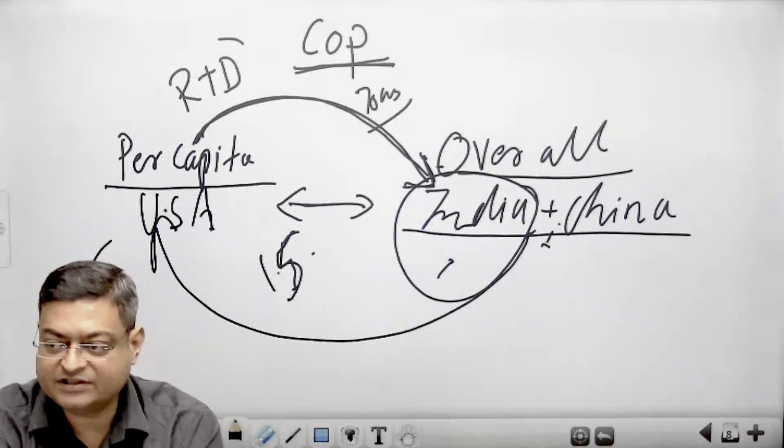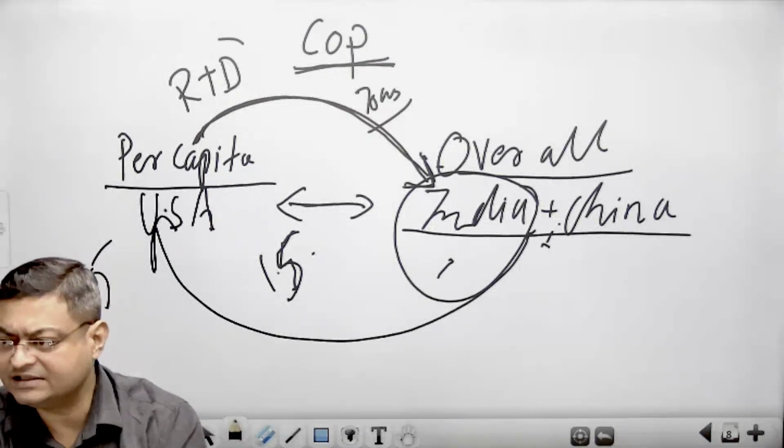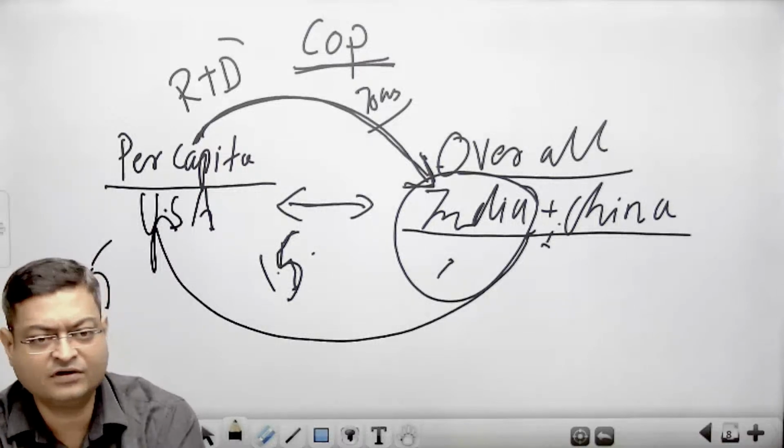Coal is not an efficient source. What is efficiency? The amount of energy in kilojoules which is being released by burning 1 gram of your fuel.